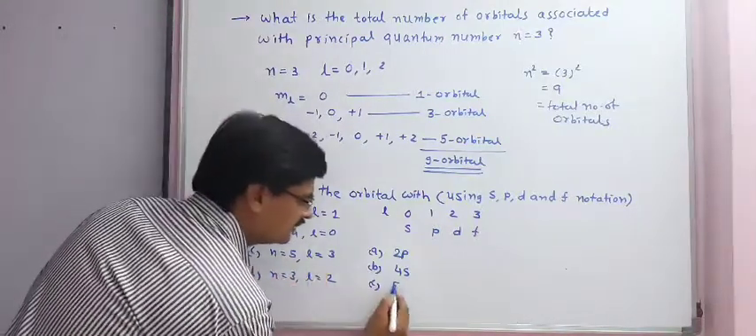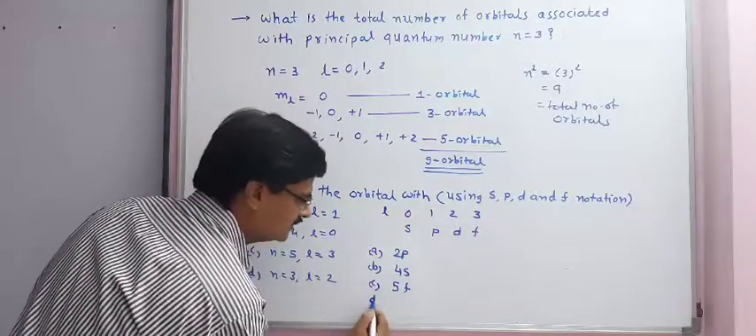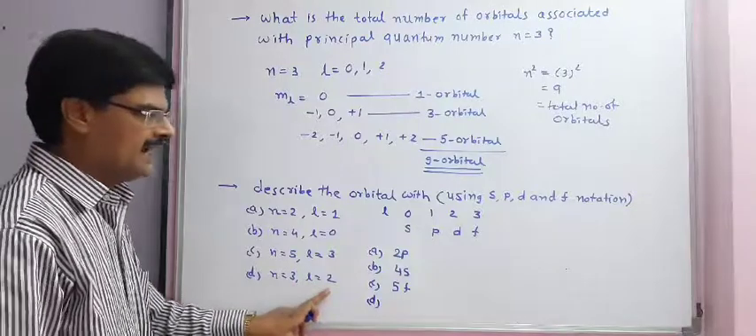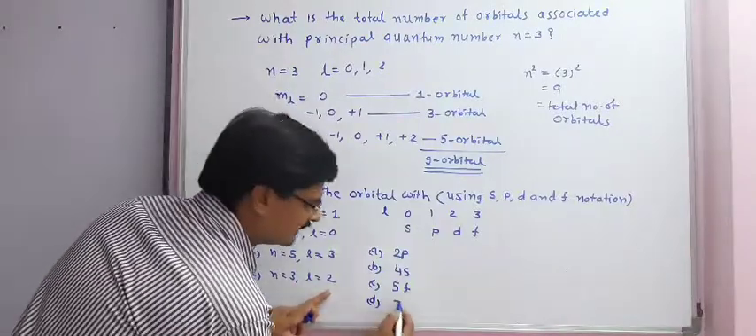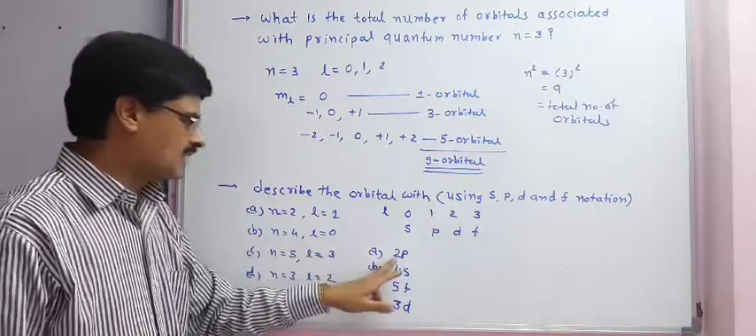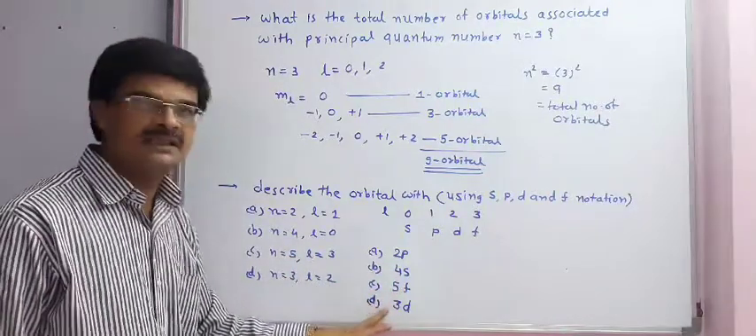Therefore, it is 5f orbital. And for the last one, n is equal to 3, L is equal to 2. So we can say 3d orbital. So the orbitals are 2p, 4s, 5f and 3d.